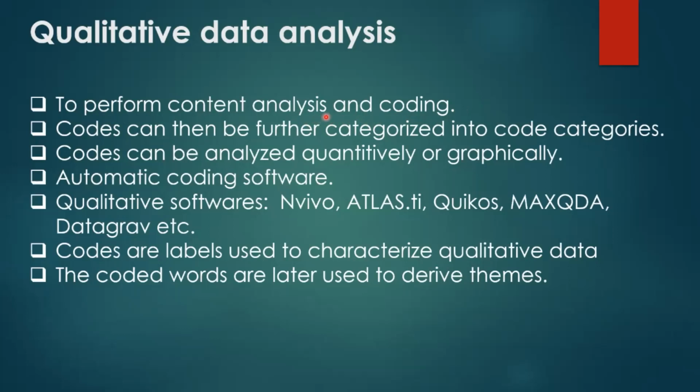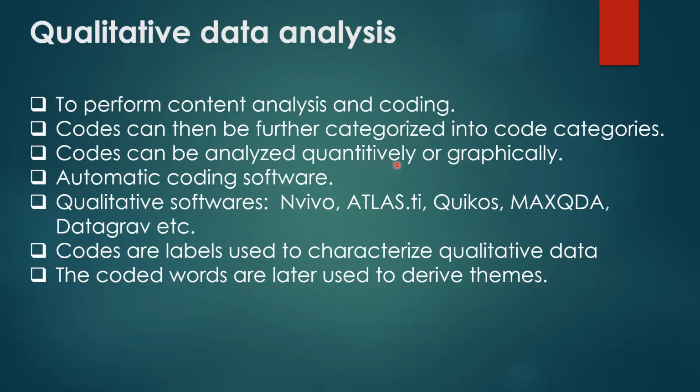Some people may be worried about how we are going to analyze content. You analyze content by picking keywords and then you code them. And then you study the codes. Codes can then be further categorized into code categories. So you code words, and you can group them into certain categories. Coding means you give them certain numbers, certain code names. We usually use a combination of numbers and letters to get code names.